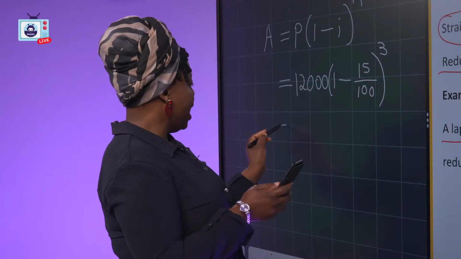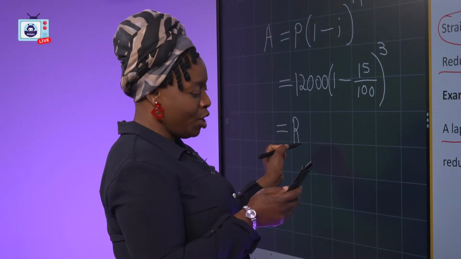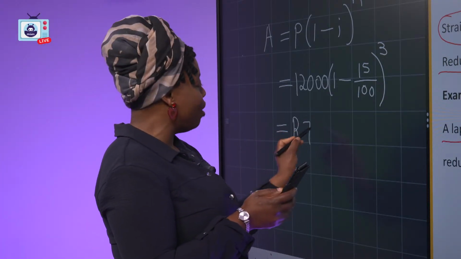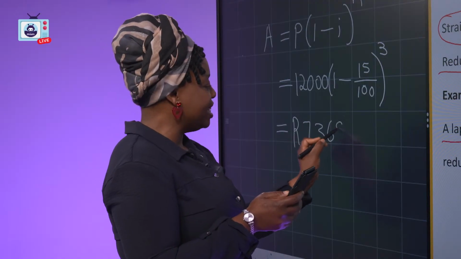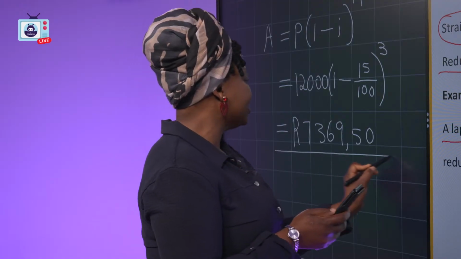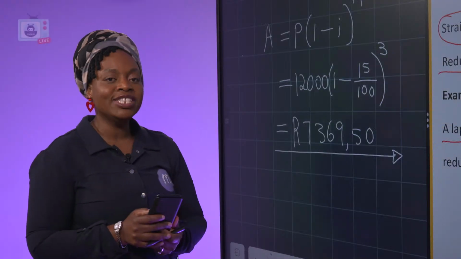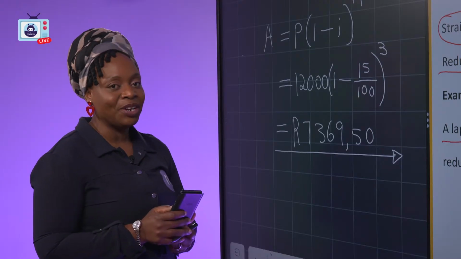Okay, Boitumelo, I got you, warrior. Let's go. So, Boitumelo, I hope you have found that it is 7,369 and 50 cents. Please chat with us and let us know if that is what you have got. Boitumelo, I'm very proud of you that you managed to do that by yourself wherever you are. Please stay tuned and make sure that you keep on asking questions.